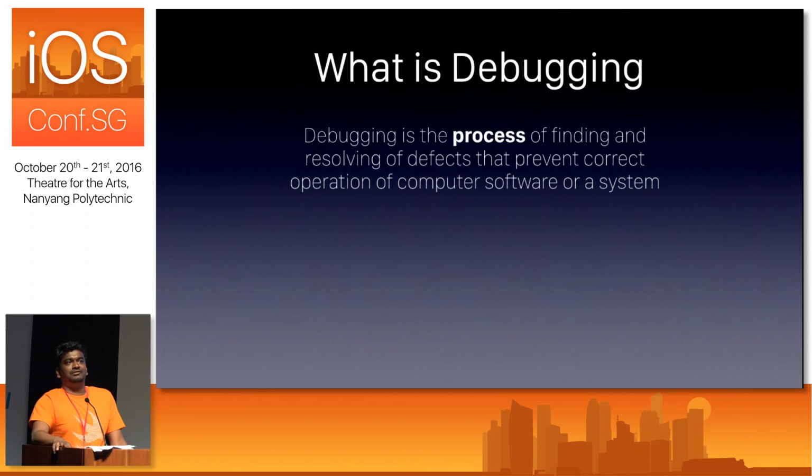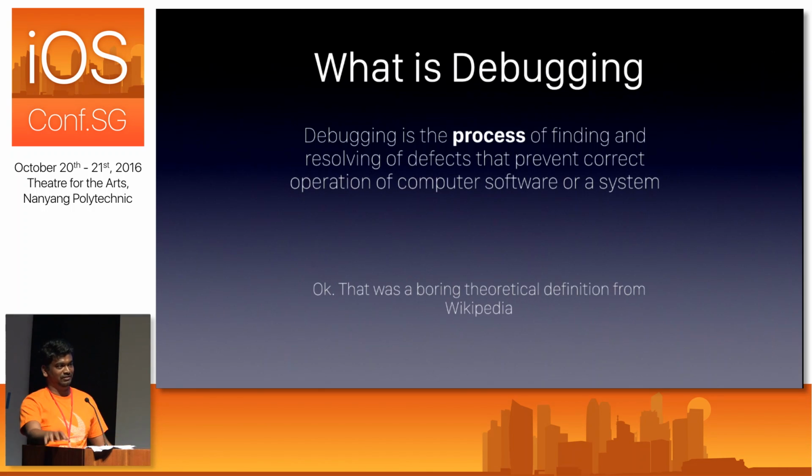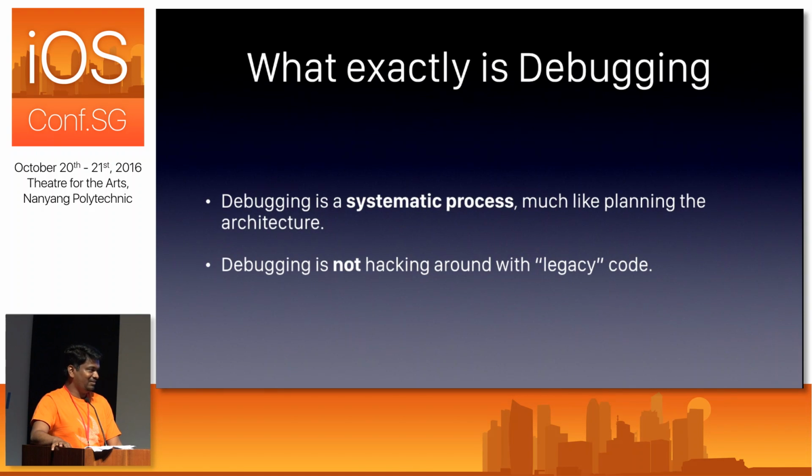So, what is debugging? Debugging is a process of finding and resolving defects that prevent a computer system from operating perfectly, right? That's a very boring definition that we all know, right? That's a boring definition I took from Wikipedia, and that's not what I want you to understand. Debugging is a systematic process. Debugging is not hacking. Debugging is not playing around with code or making sure everything works. Debugging is a systematic process. This is something you have to understand.